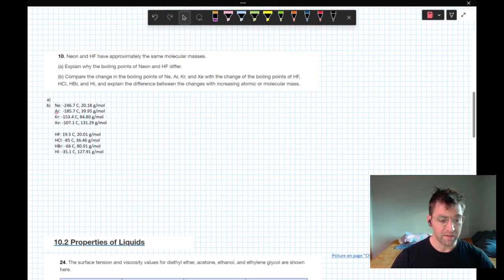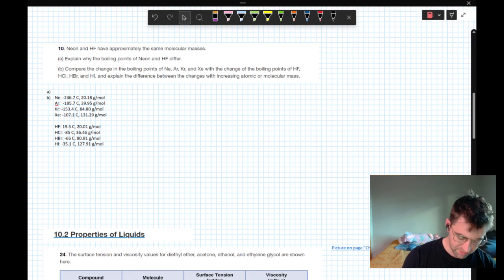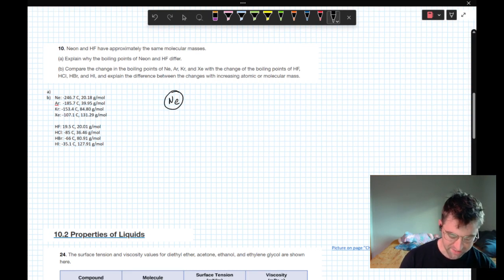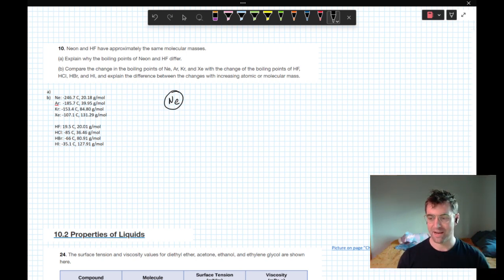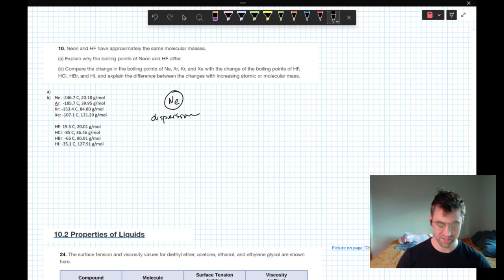Neon and hydrogen fluoride have approximately the same molecular masses. Explain why the boiling points of neon and hydrogen fluoride differ. So we have neon, which is our noble gas, monatomic, likes to hang out by itself. Its octet is full, not super electronegative, wants to hang out by itself. The only IMFs it's participating in are dispersion forces.